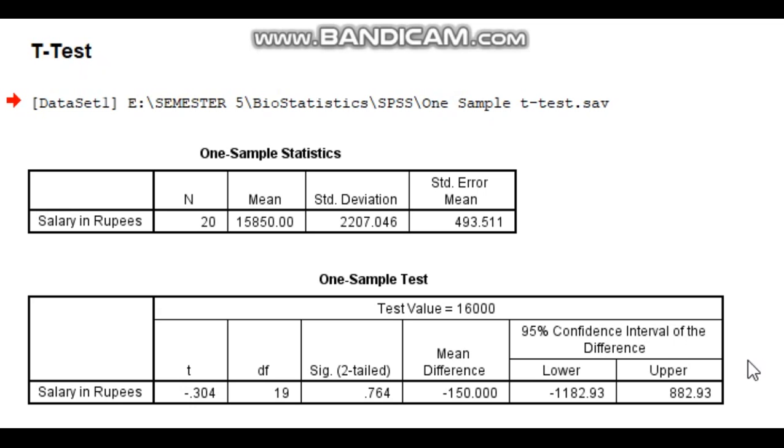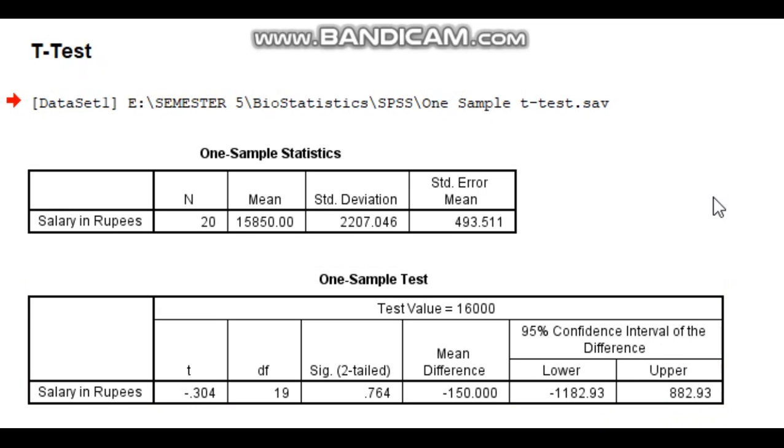Now for the third method, we look at the confidence interval. This is the lower value and this is the upper value. While testing the hypothesis, if the mean difference is equal to 0, that means that the number 0 is contained in the confidence interval. So the lower value here is a negative value and the upper value is a positive 882. This obviously means that 0 lies within this range, so 0 is included in the confidence interval, which means that the two means are not different.